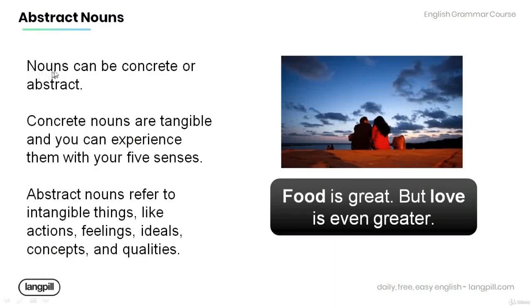Remember, the nouns can be concrete or abstract. Now, concrete nouns are tangible and you can experience them with your five senses, whereas abstract nouns refer to intangible things, such as actions, feelings, ideals, concepts, and qualities. Have a look at the example over here.